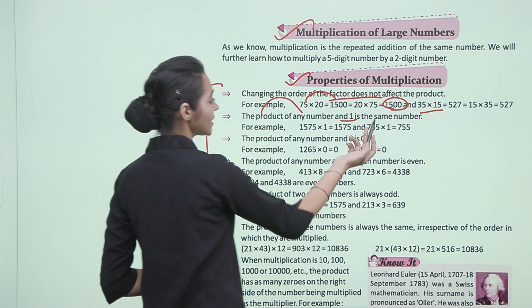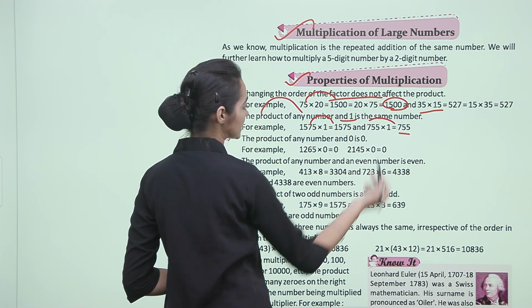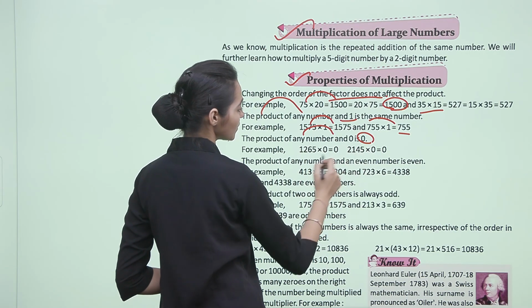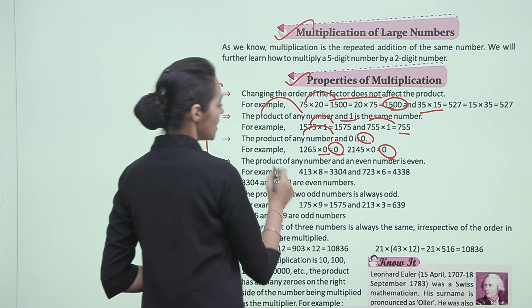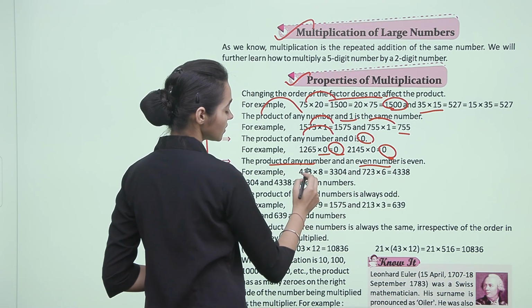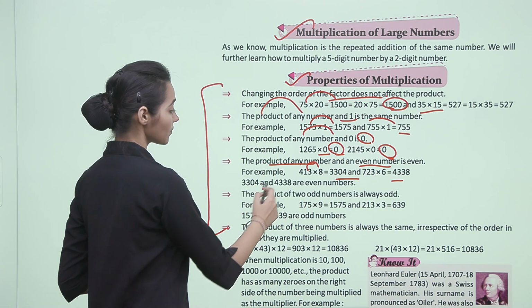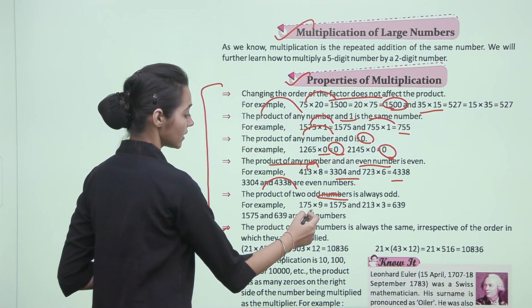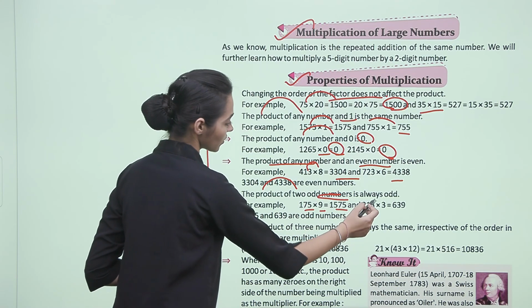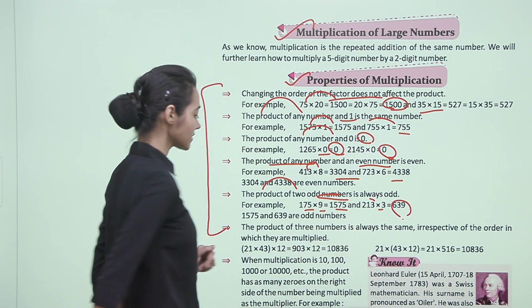Now product of any number and 1, multiplication with 1, is the same number. Product of any number and 0 will always be 0. Now product of any number and an even number will always be an even number. Now next is the product of two odd numbers. Here is an odd number, again an odd number, always odd. Odd number, answer is always an odd number.